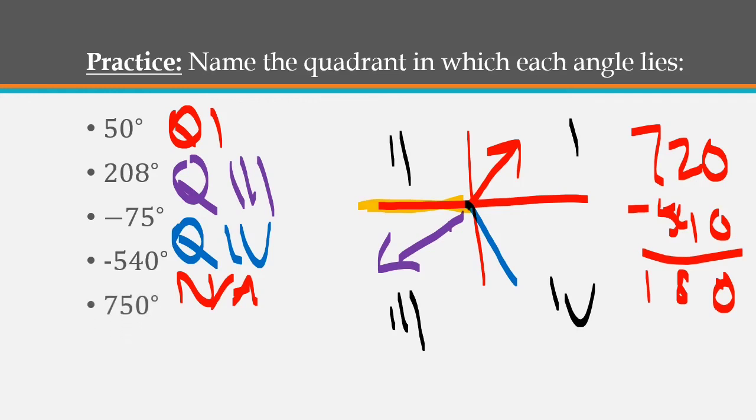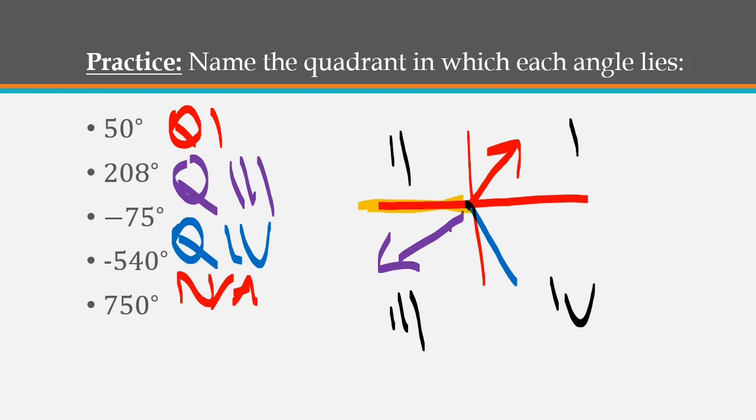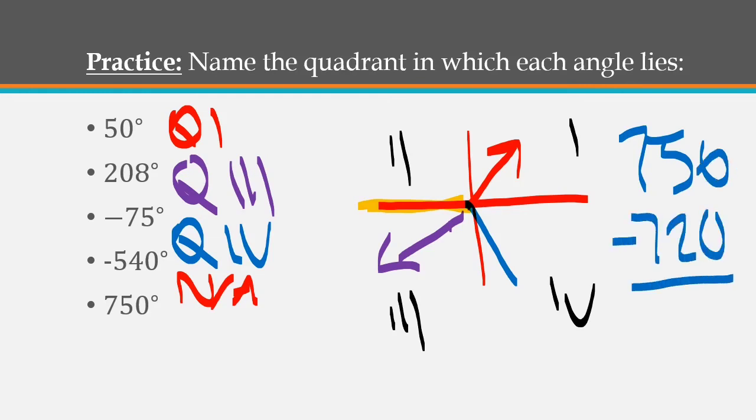750, I would subtract so that I get a smaller number so that I know which quadrant it's in. So 750 minus 2 circles, which would be minus 720, would be 30 degrees, which I know is in quadrant 1. And then 175 is right before you get to 180, so that's in quadrant 2.